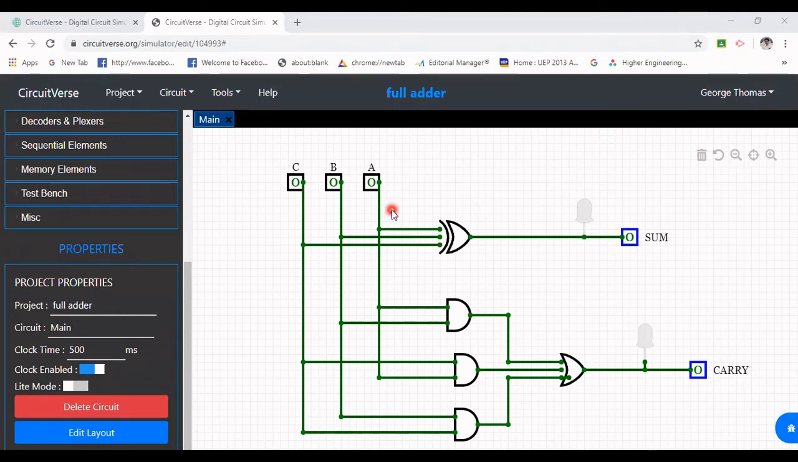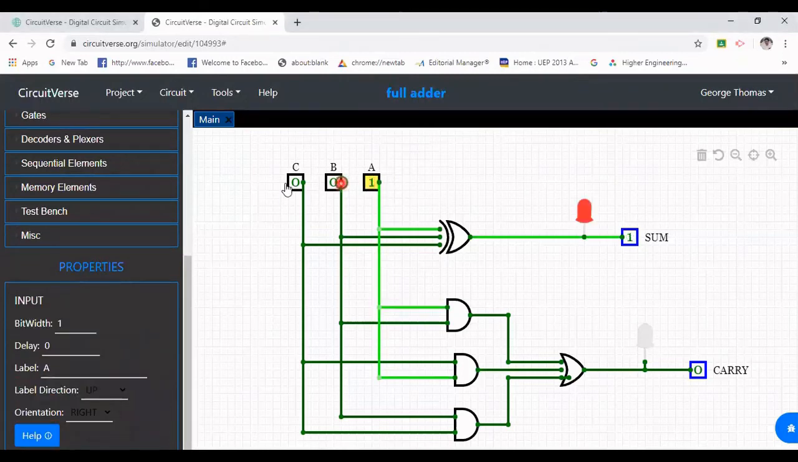Now let us see the working of full adder. We have 3 inputs A, B and C and 2 outputs, sum and carry. First case, A is equal to 0, B is equal to 0 and C is equal to 0. That means 0 plus 0 plus 0, sum is 0 and carry is 0.